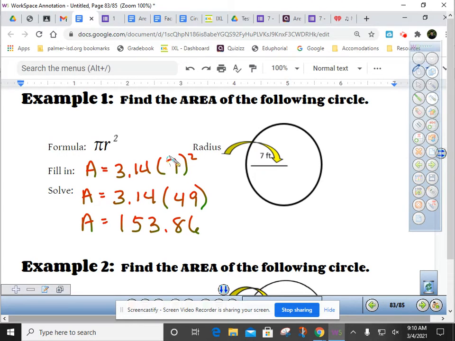Save the area. You can get a packet if you want. I think I got circles. Circles so far.